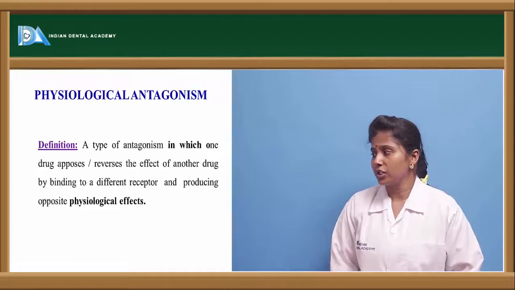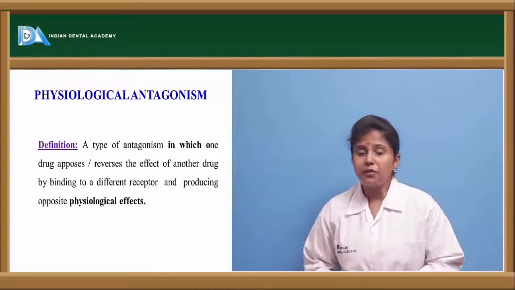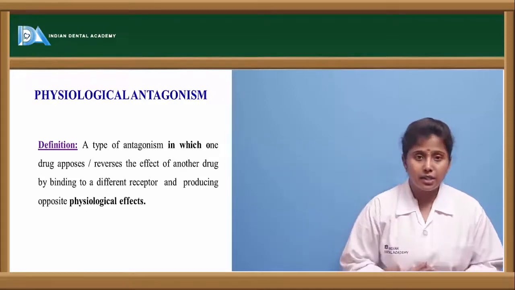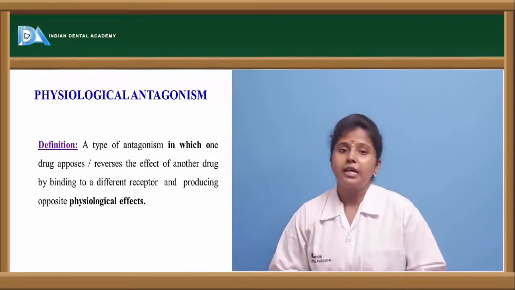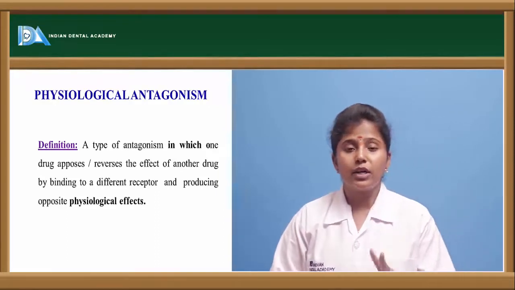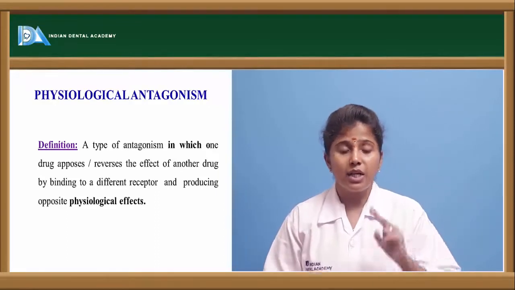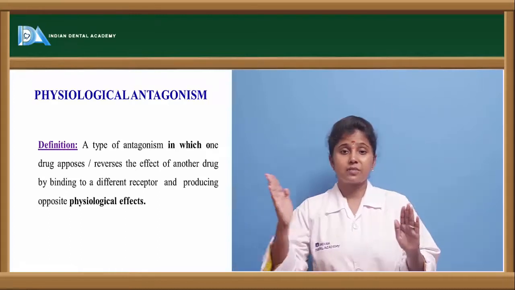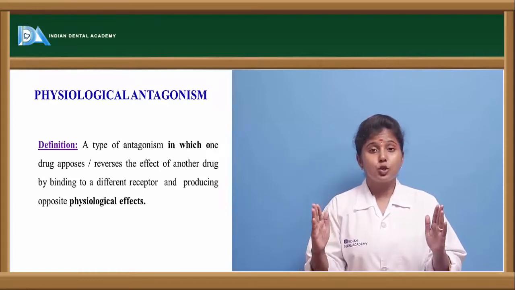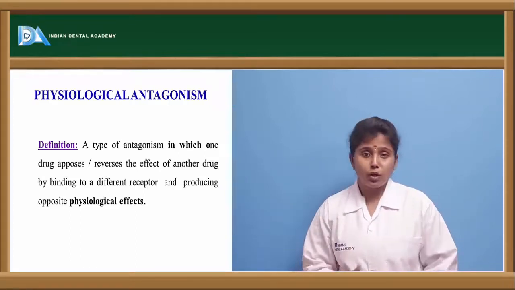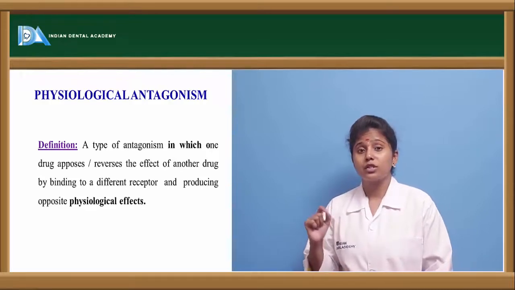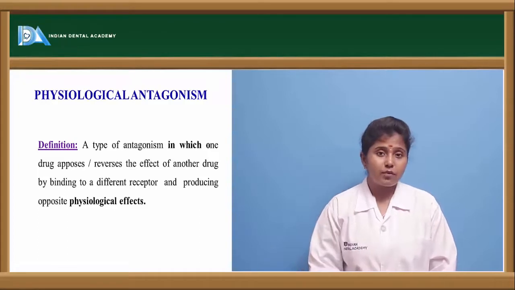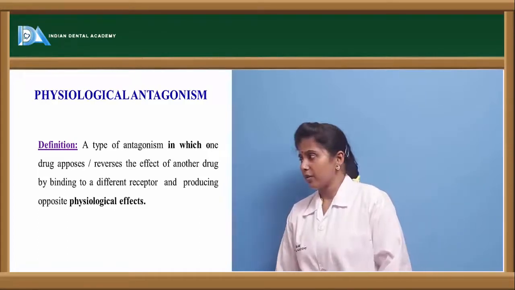Physiological antagonism is a type of antagonism in which a drug opposes or reverses the effect of another drug by binding to a different receptor. So here one drug is opposing another drug. In a receptor, we have different binding sites. One drug binds to one site, the other drug binds to another site, and they show the reverse action by physiological effect. If the physiological effects of the drugs are altered and thereby they are not showing any effect, such a type of antagonism is called physiological antagonism.